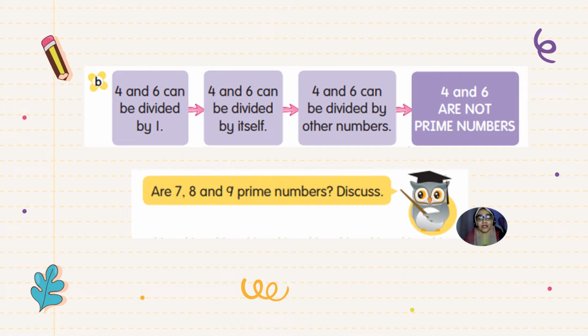Okay, look at the question given. Are 7, 8, and 9 prime numbers? You can discuss with your friends and give the reason for each answer. If you say that 7 is a prime number, why? If 9 here, is it a prime number or not? If yes, why? If not, why? So find the reason.